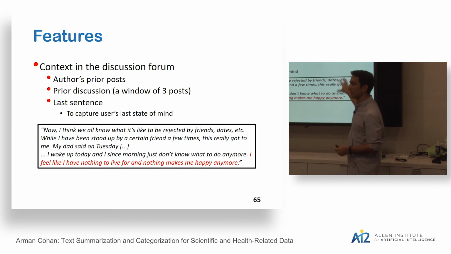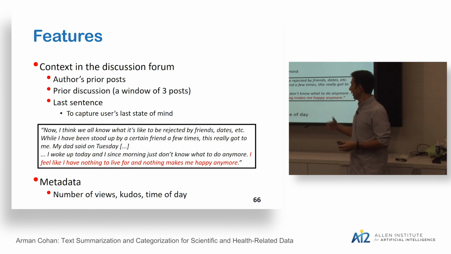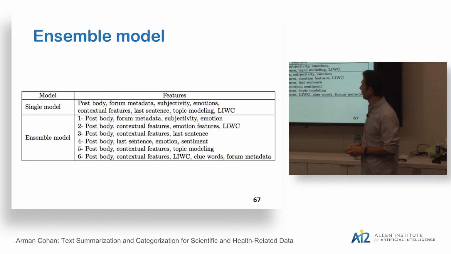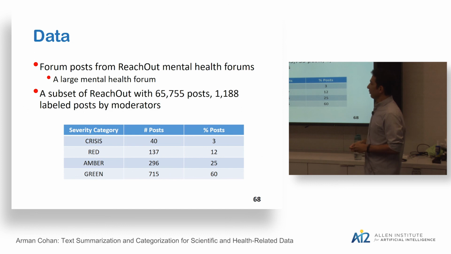In many posts, we see that the user is talking about some normal stuff, but at the end, they might change their tone and talk about something that is severe. For example, here you can see that at the end, the user talks about something that shows that they're at risk. So we consider this as a separate feature. Some standard metadata features that we use are the number of views, kudos, which are likes, or time of the day. We also considered an ensemble model whose role is to capture various aspects of these models. We had data from ReachOut forums, which is a huge forum in Australia about mental health, and they had 1,200 posts that were labeled by expert humans.